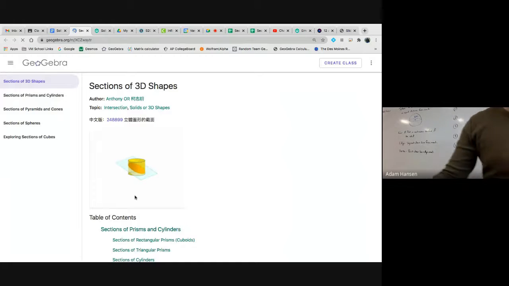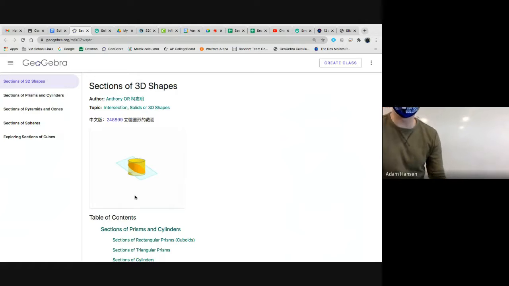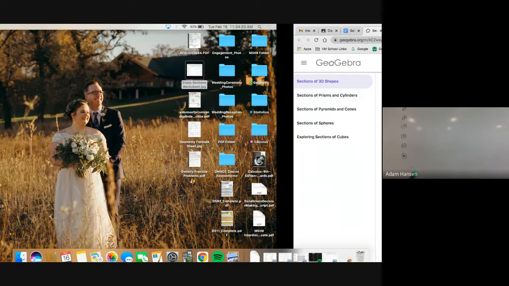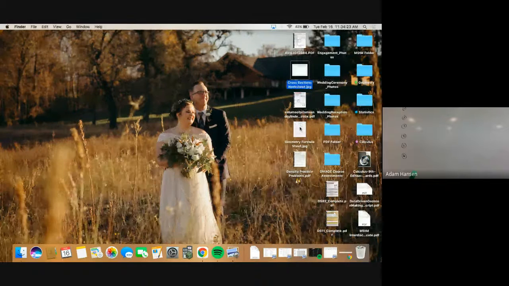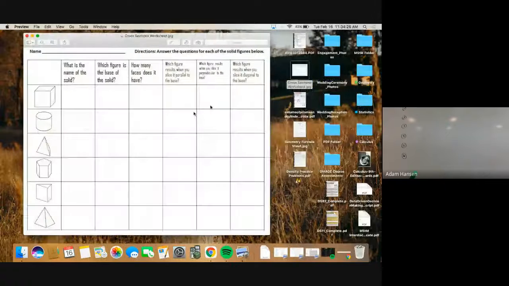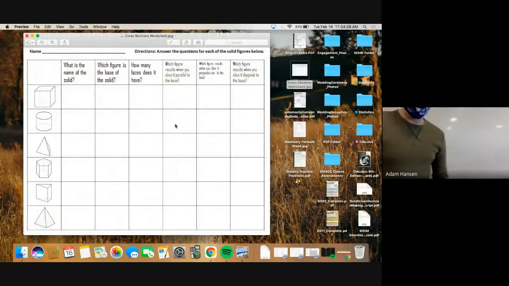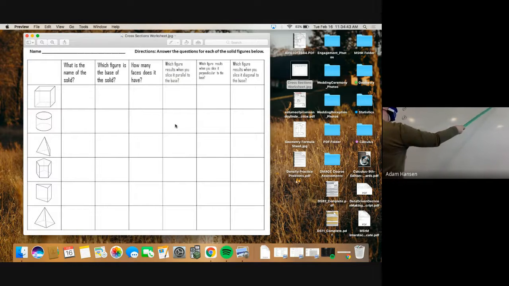I've got that same chart up on the board. Let's start filling it out. Looks like I've got 6 different rows, each with 6 different shapes. All of these columns ask me different questions like, what is the name of the figure? What shape is the base? How many faces does it have? What are the different cross sections if I slice it parallel to the base, perpendicular to the base, or diagonal to the base? What are the different cross sections that we can look up on that GeoGebra link?